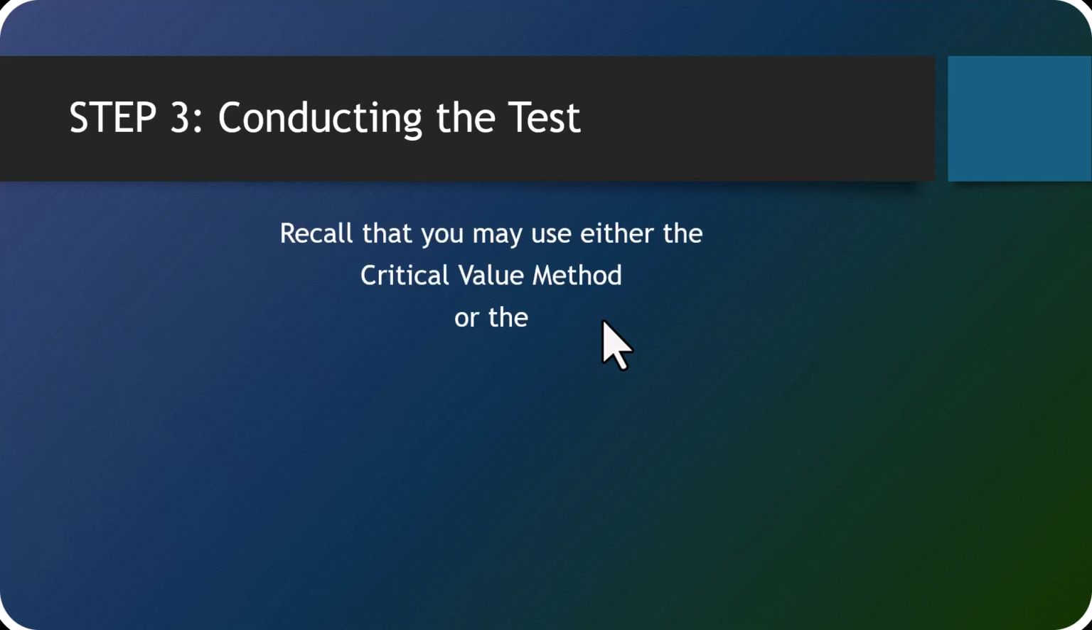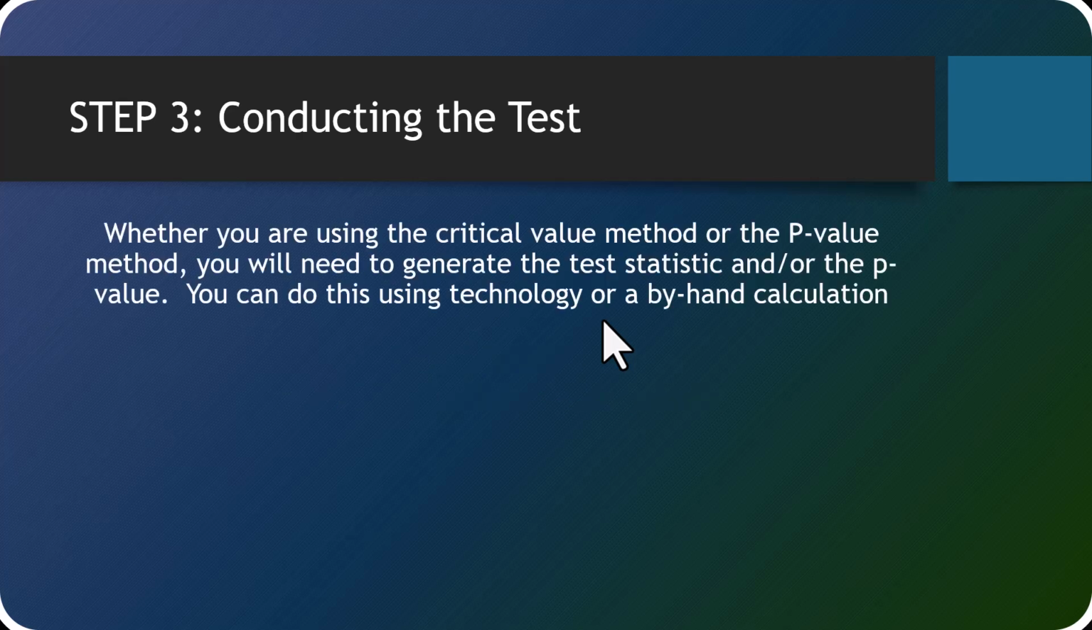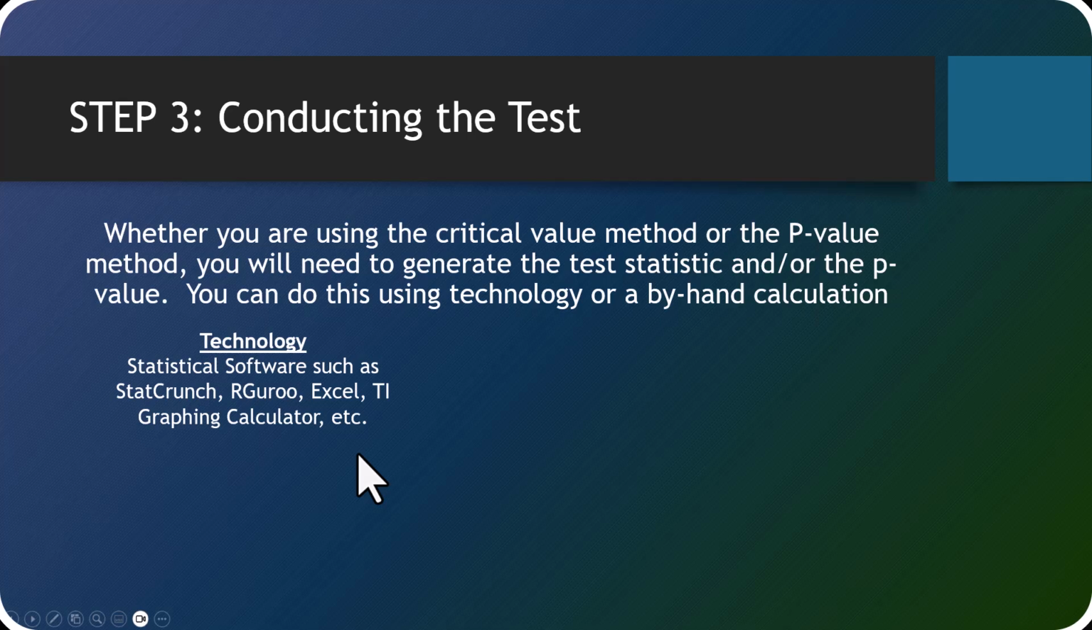So recall that we can use either the critical value method or the p-value method. And again, I will demonstrate both in this video. Traditionally, you would only pick one or the other, not both. Okay, so whether you're using the critical value method or the p-value method, you're going to have to generate a test statistic and/or the p-value. You can do this either using technology or using a manual calculation. So you have lots of options with your technology. And when you do that, we have a t-stat of negative 2.05 and a p-value of 0.02222.